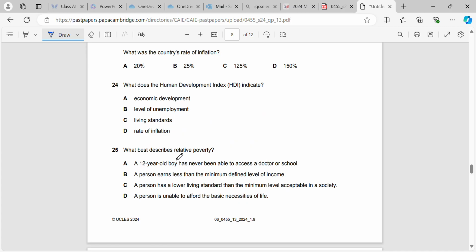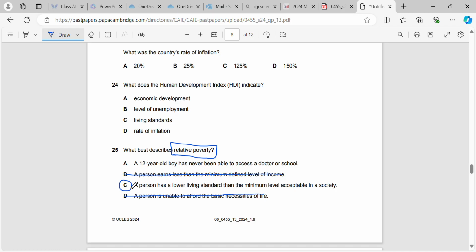Okay, what best describes relative poverty? Remember that relative poverty is not the $2 income level defined by the World Bank. That would be absolute poverty. Relative poverty is where we feel like we're poor in comparison to other people in the country. If a person earns less than the minimum defined level of income, that's not relative poverty, that's absolute poverty. If a person is unable to afford the basic necessities of life, that is also absolute poverty, not relative poverty.